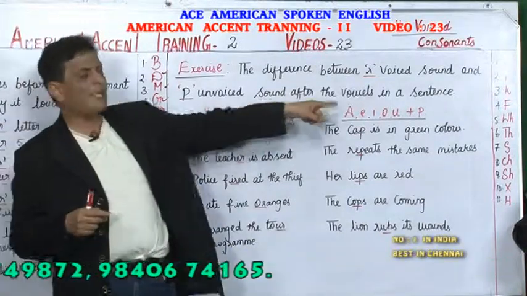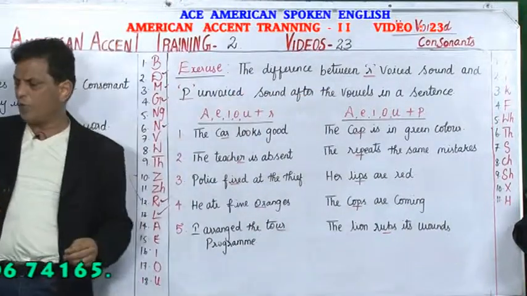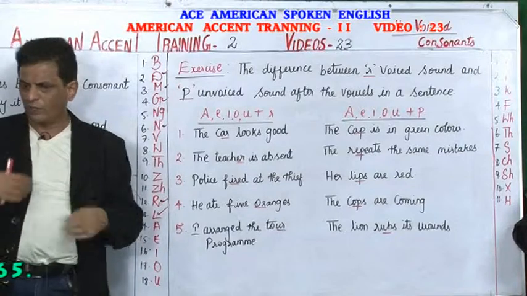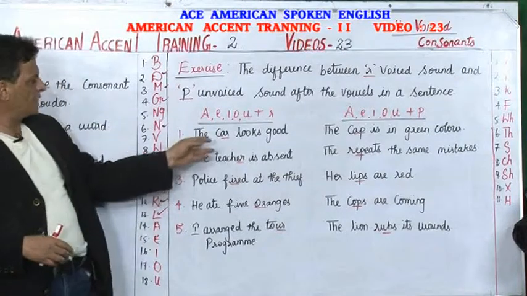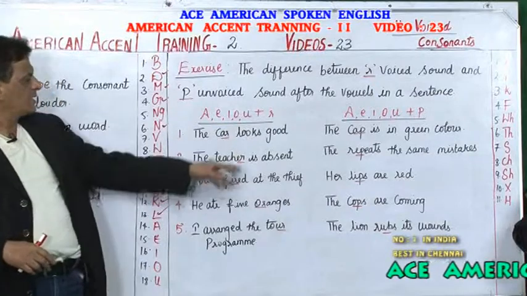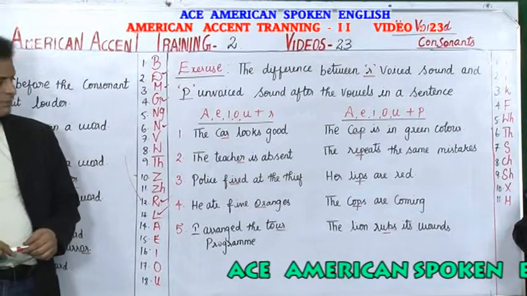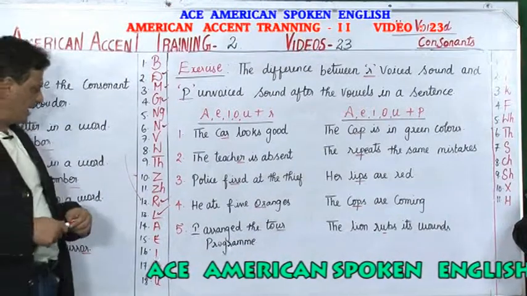So, before the P sound, A-E-I-O-U comes, before the R sound, A-E-I-O-U comes, you are finding out how the vowel joins together and gives a sound. For example, the car looks good. The car looks good. Say, my dear friends, how do you say? The car looks good. Once again, you are making a mistake.